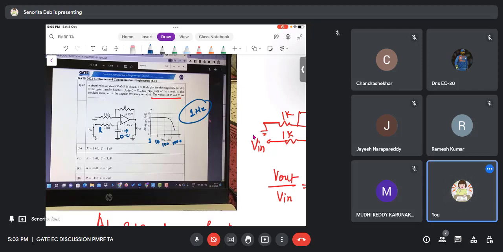Even if you want to take 1 hertz, you can, and in that way you will have to assume that the capacitor value is usually in microfarads. So at 1 hertz, the capacitor is showing a reactance of 10 to the power 6. If it shows 10 to the power 6 reactance, that means it is basically an open circuit, right? Okay.